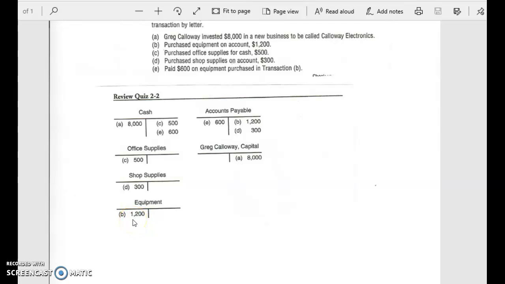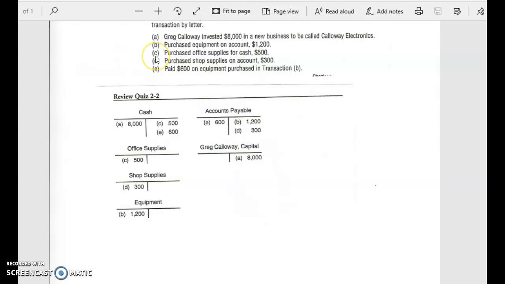It has a normal debit balance. So we are making the entry on the debit side to increase it $1,200. We know that we purchased the equipment on account, so we have to create a credit somewhere, and that will be in accounts payable because accounts payable has a normal credit balance. We are increasing it by a credit entry of $1,200, and you see we have identified it with the letter B. Notice that our T account is labeled accounts payable.